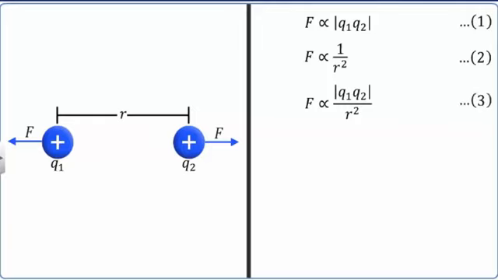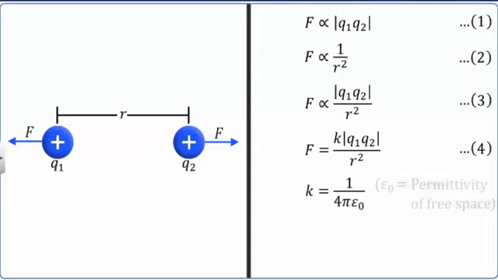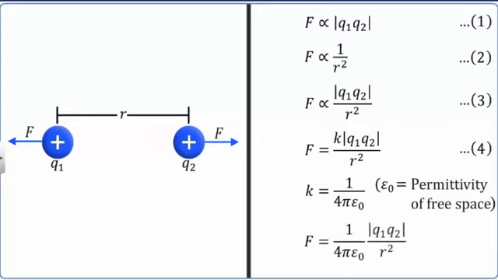A constant of proportionality K is used to get the equation F is equal to K Q1 Q2 by r square. Let this be equation 4. If the charges are separated in free space, that is, air or vacuum, the value of the constant K is equal to 1 by 4 pi epsilon naught, where epsilon naught is called permittivity of free space. Thus, the electrostatic force F is equal to 1 by 4 pi epsilon naught Q1 Q2 by r square.